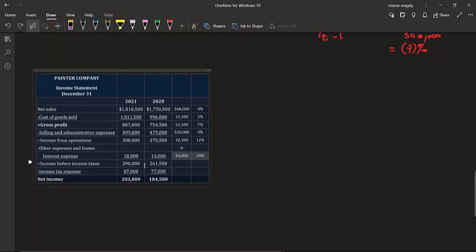Or you can deduct 290,000 less the 261,500 as follows. Less the amount of change in interest expense, 10,000, so you get a net income of 18,000. Sorry, this amount doesn't exist. So a quick revision: how did we calculate this amount?